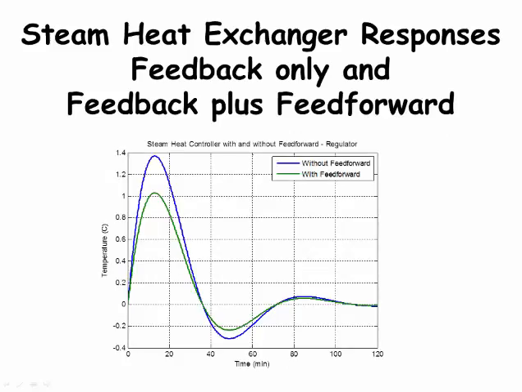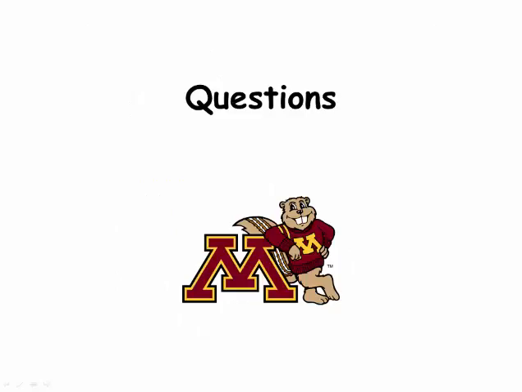Here is a graph with the steam heat exchanger responses for the regulator problem when the inlet water temperature changes by plus 5 degrees Celsius. The responses are for feedback control only, the blue line, and for feedback plus feed-forward control, the green line. As expected, adding feed-forward produces a better response. The overshoot is less. Probably with more effort, and adding the lead-lag transfer function, the feedback plus feed-forward would be even better. This brings me to the end of the Lecture 28 Section 2 video.